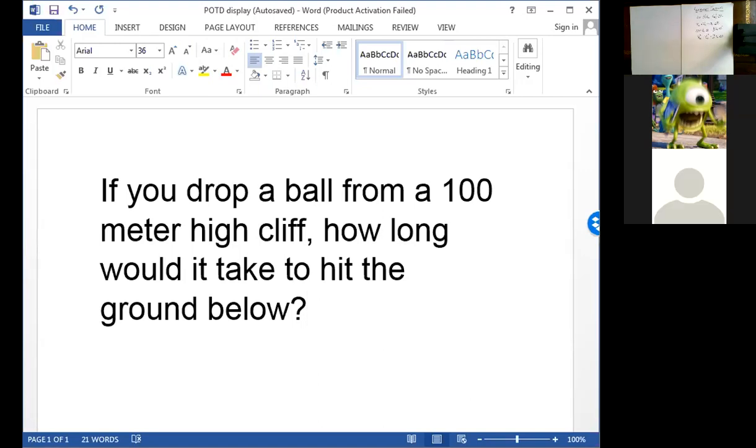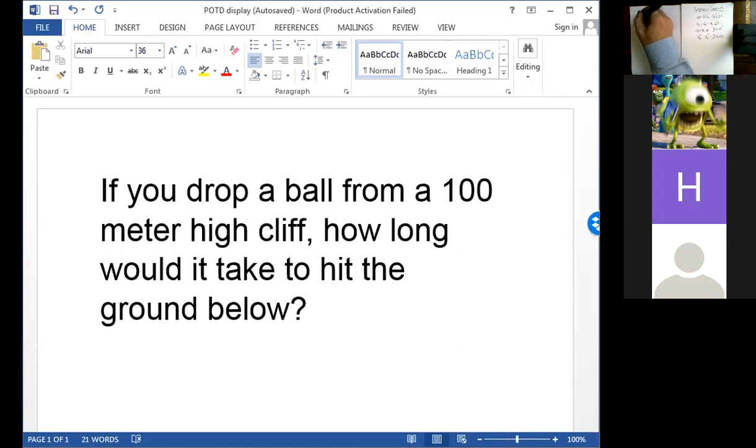We've got the distance it falls, right? How far is that? And it is negative 100 meters. Yeah, that's right. It's important that you said negative 100 meters too, right?